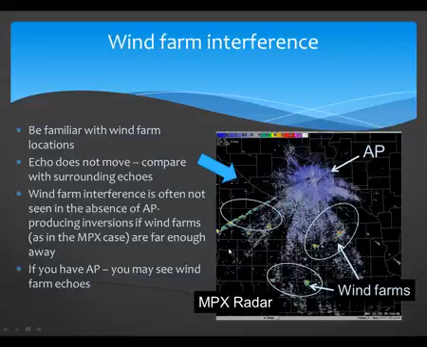We covered this last year. It's important to be familiar with wind farm locations. Wind farm echoes do not move. You can compare those with the surrounding echoes. One thing, though, that we can note is that wind farm interference is often not seen in the absence of AP producing inversions, if the wind farms, as in the Minneapolis case, are far enough away. If you have AP, you may also see the wind farm echoes.